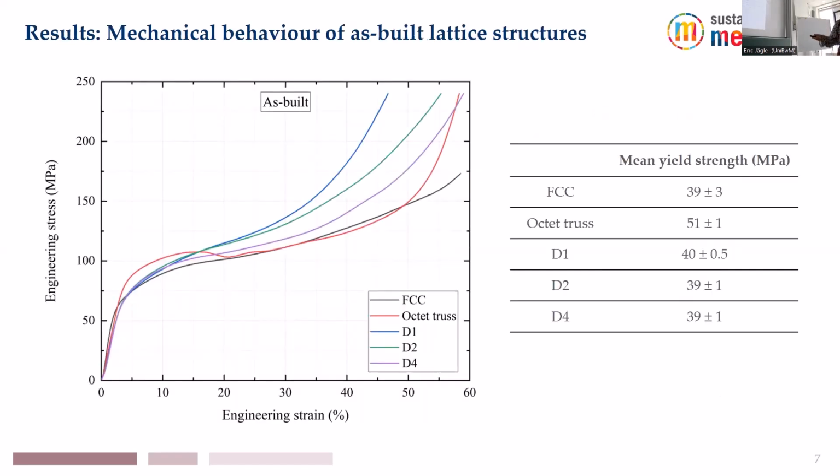First, let me show you the mechanical behavior of as-built lattices. So you can see the different colors for all the lattice structures. Two things can be inferred. One thing is that all the lattice structures show a typical bending dominated behavior, which was evident from our previous studies. And for structures D1, D2, and D4, the yield strengths were roughly in between those of FCC and octet. But you can see that there's not much difference in the as-built microstructure.